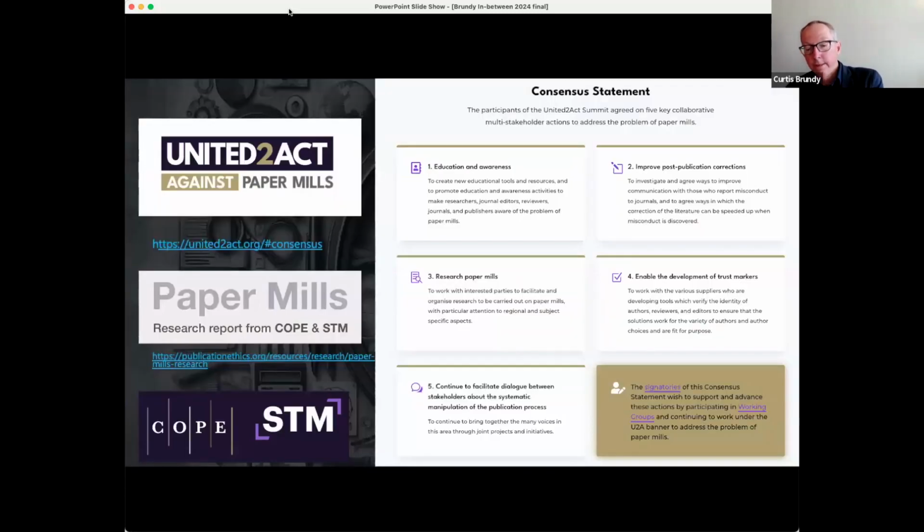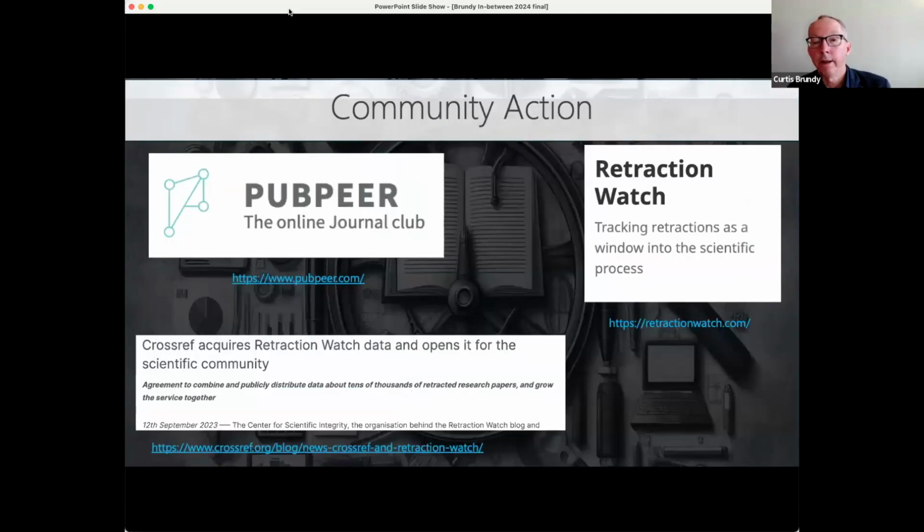Another joint effort, United to Act. This is a STM and COPE project. They had a stakeholder meeting in May. They identified five areas of action. They're putting together working groups on each one of these. I'm going to talk about this a little bit later. But again, another excellent example of the community. And in this one, it's not just publishers, it's a broader stakeholder group coming together to try and address the issue collaboratively, which I do think is just a great effort.